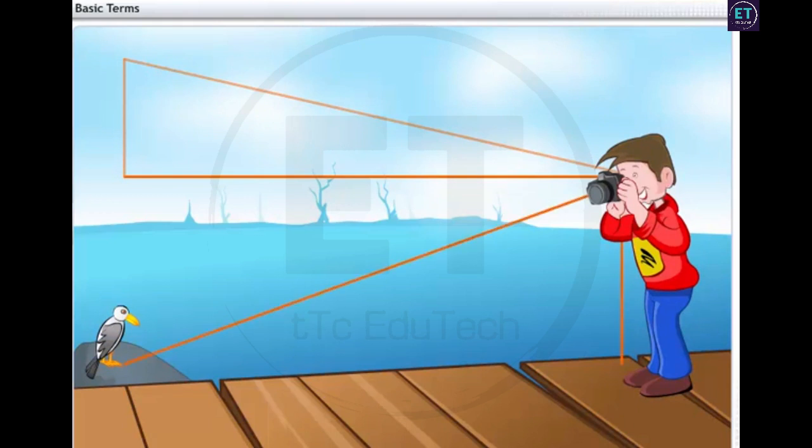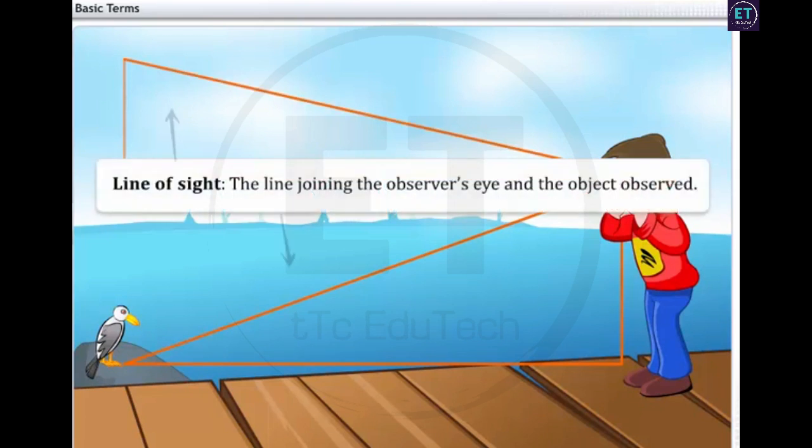Let's trace the path of the camera's view. Two lines are formed. These lines are called the line of sight. In the first instance, the seagull was flying overhead, and the camera was elevated upwards with respect to the horizontal line.